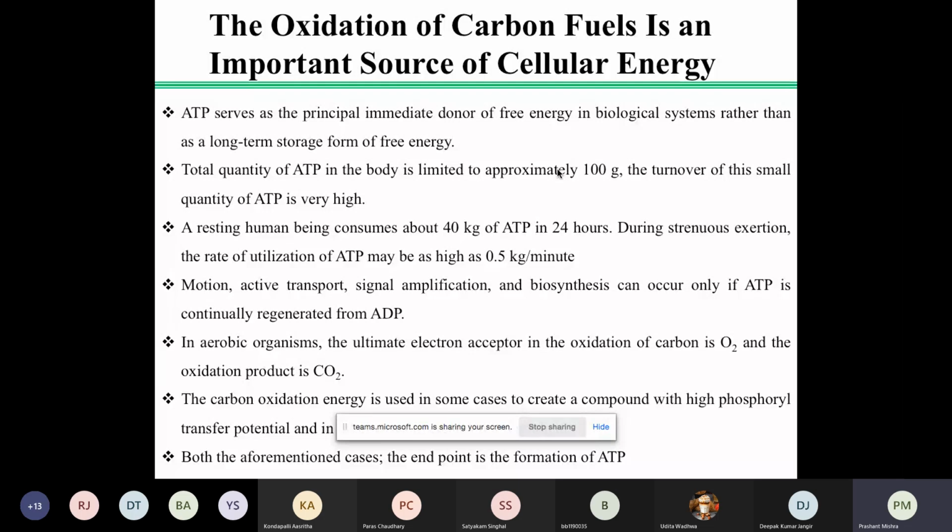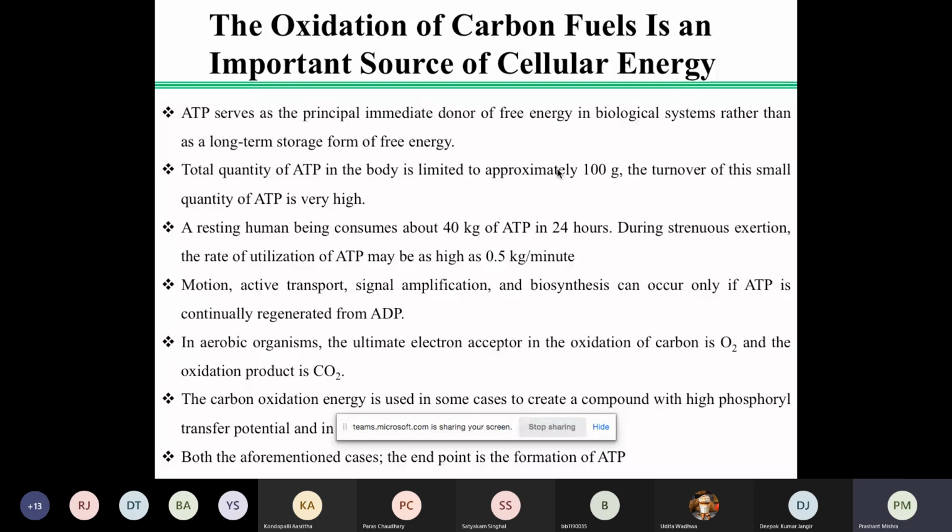So ATP is continuously being utilized, and ATP is continuously being produced. So we will talk about that kind of exchange of ATP and ADP, which is represented by the ATP-ADP cycle. So I'll also talk about the ATP-ADP cycle.